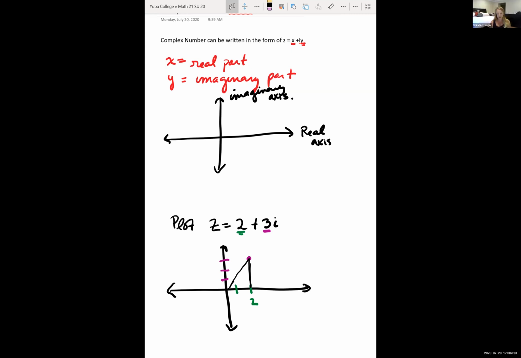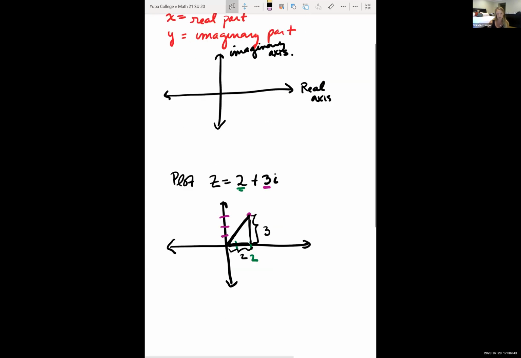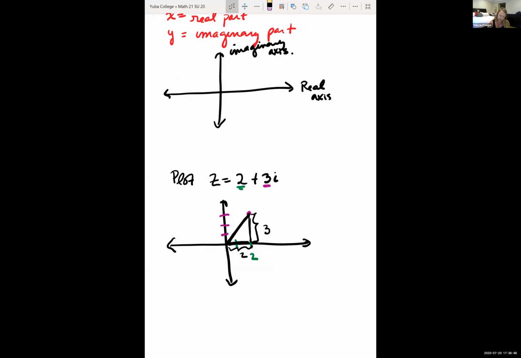So we can form a triangle here. Notice that this length here is our x value, 2. And this value here is 3. So if we wanted to put this in polar form, we could figure out what this length is by the Pythagorean Theorem. So if I call this r, then r squared equals, in this case, 2 squared plus 3 squared. R squared equals 4 plus 9. So r squared is equal to 13. So r is equal to the square root of 13.